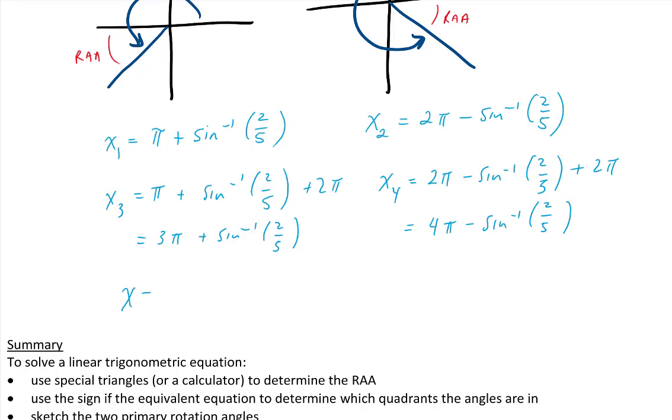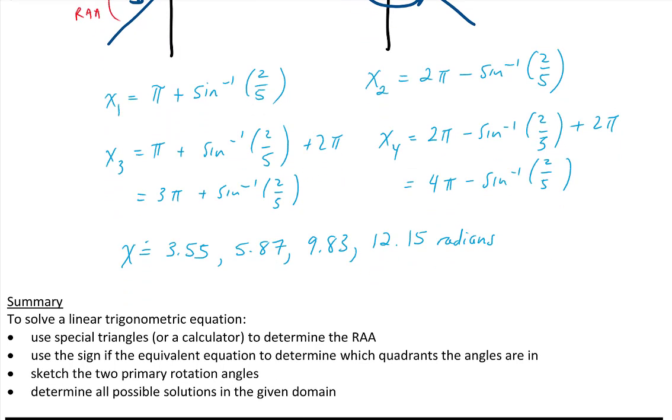So if you take out your calculator, you'll get the following x values. x1 is going to be 3.55 radians. x2 will be 5.87 radians. x3 will be 9.83. And x4 will be 12.15 radians.